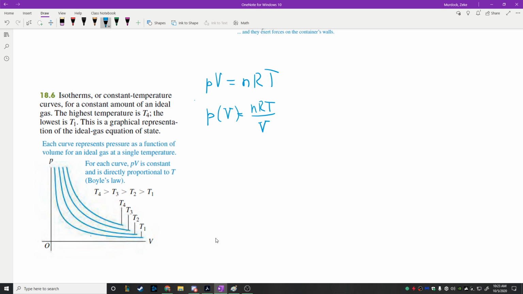So for each of these curves, the quantity P times V is constant, right? It's equal to nRT, and is directly proportional to the temperature. Each one of these different lines represents a different temperature, and the temperature is decreasing. Yeah, so the book introduces this now, and I'm introducing it as well. This is something that we're going to see show up more in future chapters. Okay, so that's really all I have to say about that for now.